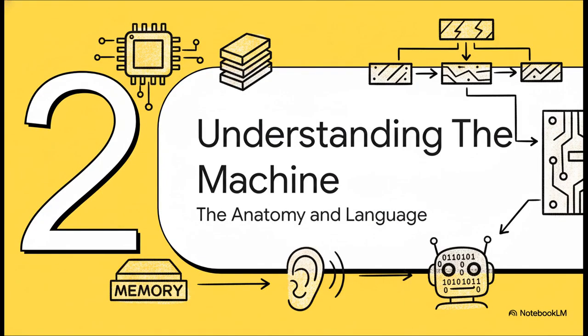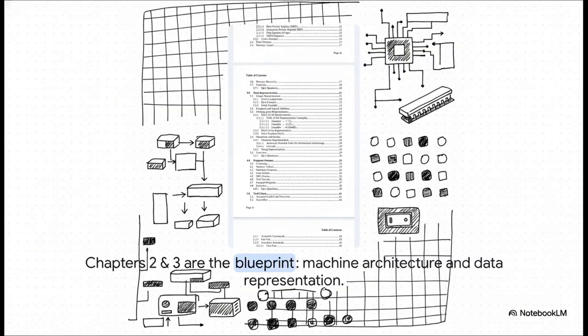Okay, so once you understand why you're learning this stuff, the next logical step is to understand who or what you're speaking to. And in this case, that's the machine itself. Chapters 2 and 3 are all about this. Chapter 2 is kind of like the machine's physical blueprint. It dives into the CPU, its registers, memory, all that stuff. But then Chapter 3 gets into something even more fundamental. How does a machine that only understands on and off represent, well, everything?